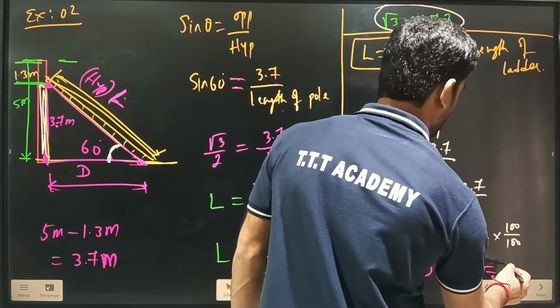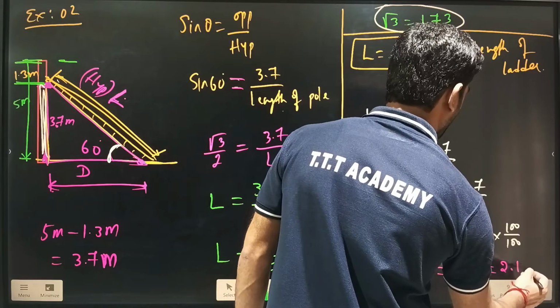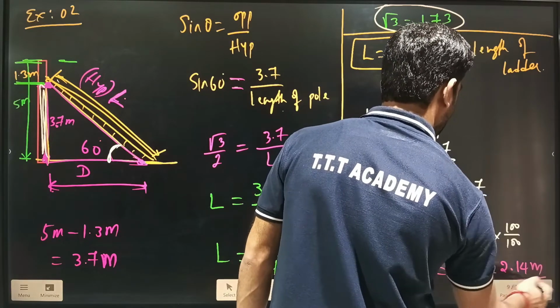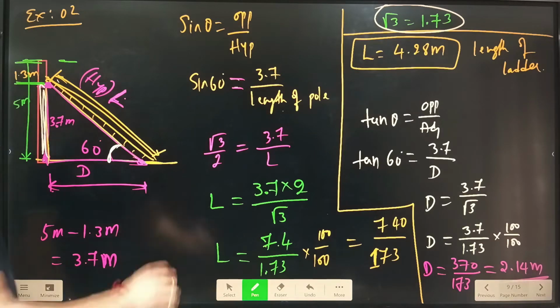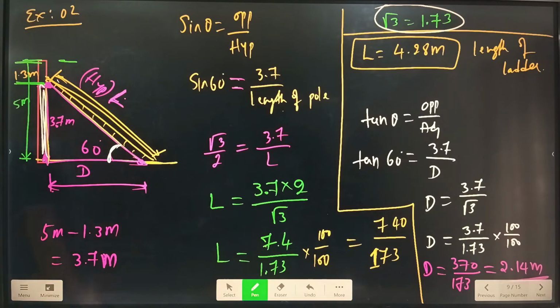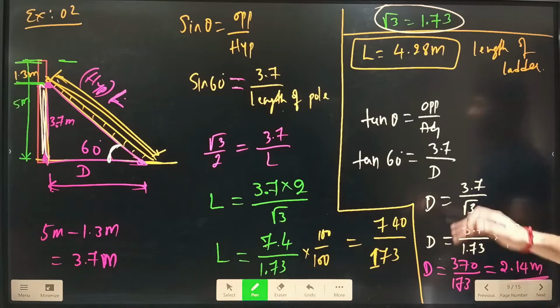So the answer is 2.14 meters. That is the distance value. That's it. So here you will observe that in whichever question, depending on what is given, whether it is the hypotenuse side or the distance, if you analyze it, I hope that you can easily solve this. Okay, so this is the answer, dear students. So kindly write it down and try to note it on your own.